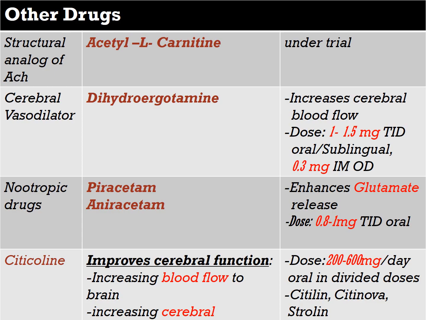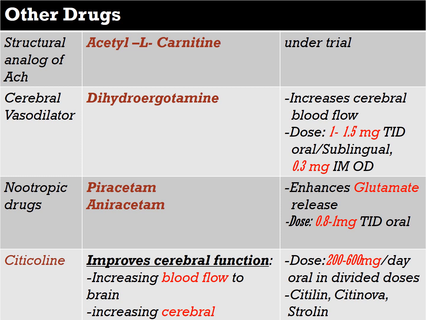Now we will see a few other drugs which are said to be useful in patients with Alzheimer's disease, and most of these drugs are either under trial or they are not used that commonly. So the first agent is acetyl L-carnitine. It's a structural analog of acetylcholine. It's in clinical trial. And the second drug is a cerebral vasodilator, dihydroergotamine. It increases the cerebral blood flow. We can administer this drug orally as well as through the sublingual route.